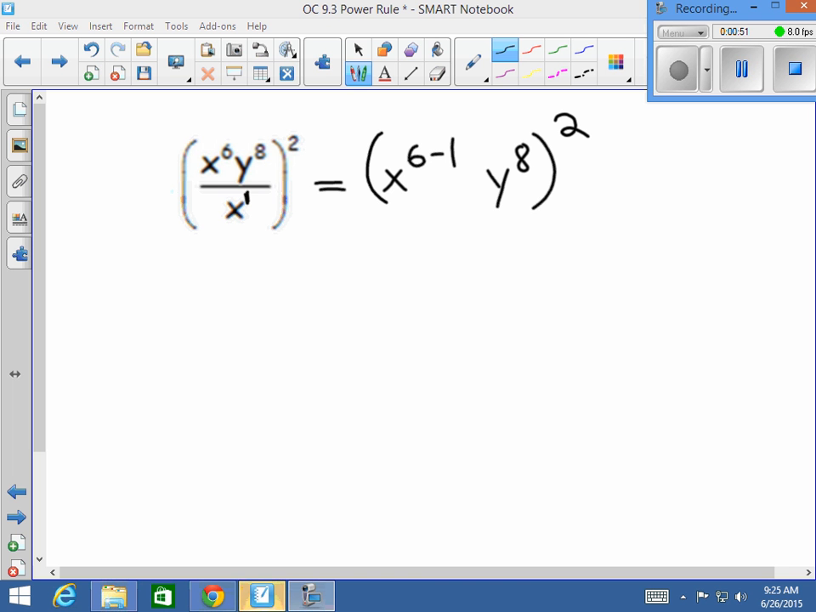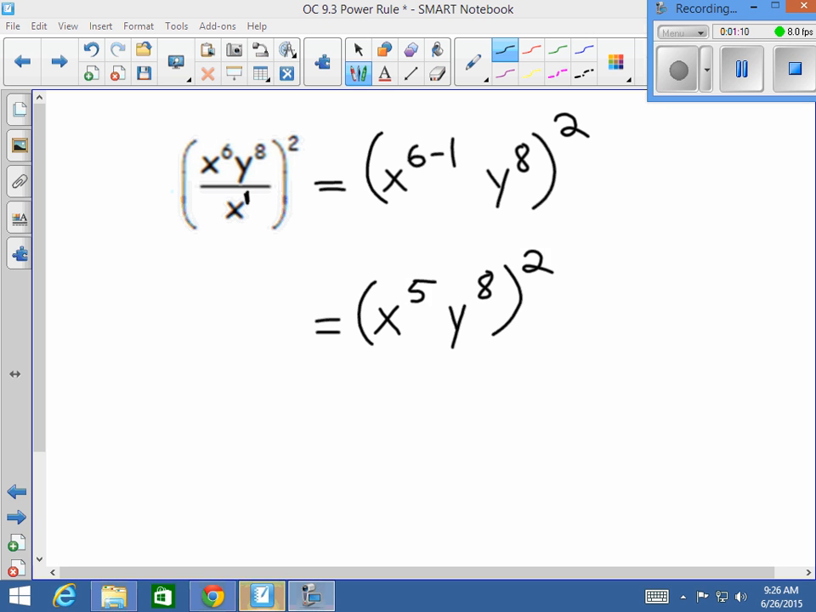Well, now 6 minus 1 is 5, so I have x to the 5th power times y to the 8th power. And all of that's being raised to the 2nd power. Now I've completed the quotient rule. Now I can go ahead and move on to the power rule.